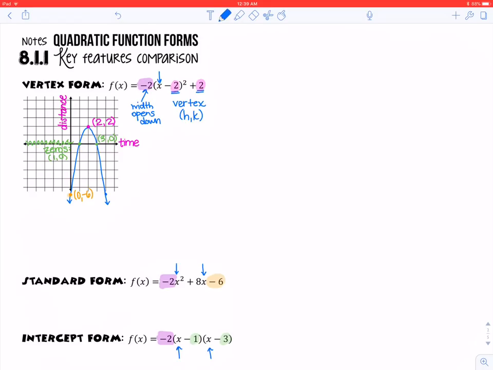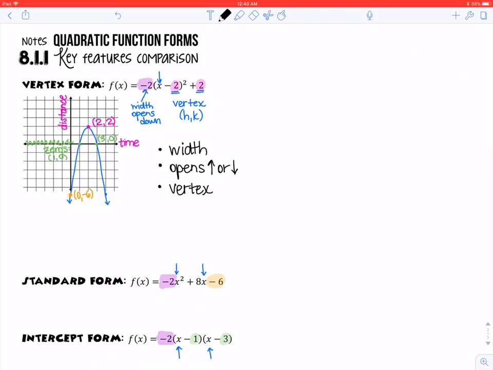If we are in vertex form, what do we know? We know our width from our a. We know if we open up or down. And we also, of course, know our vertex. That's the name.